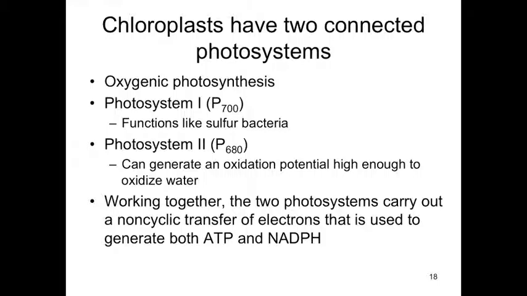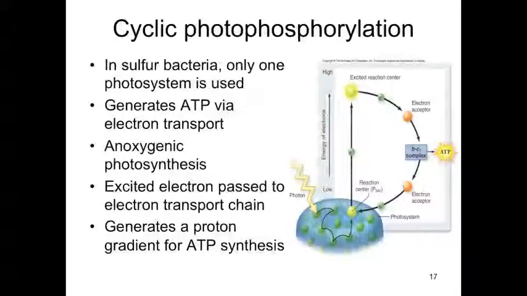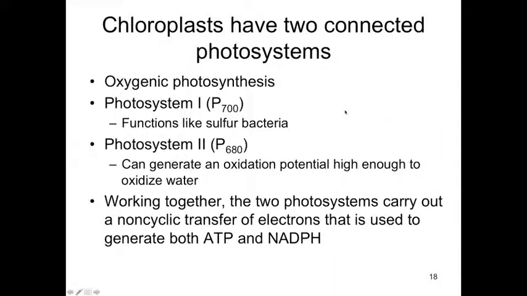In chloroplasts, both of these photosystems work together to carry out the non-cyclic transfer of electrons that is used to generate both ATP and NADPH. Let's take a step back. When we look here, this is called cyclic phosphorylation because the electron bounces down through the electron chain, generating ATP with chemiosmosis, and returns to the same reaction center that it left. So it's a cycle. However, in conjunction with photosystem II, the electron transfer becomes non-cyclic and we're able to generate NADPH in addition to ATP.